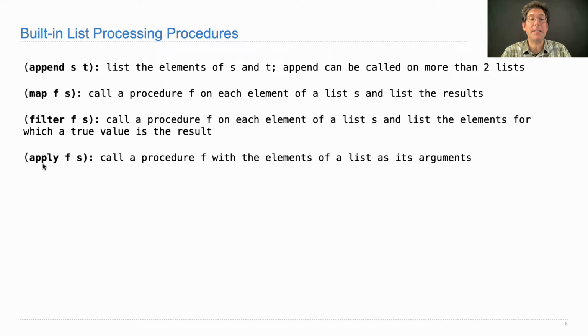Apply is a little bit different than map. It applies the procedure f to S as if that S were the list of arguments to f. So f only gets called once on all the elements of S together. Okay, let's quickly try each of these out, and then we'll work on an example.